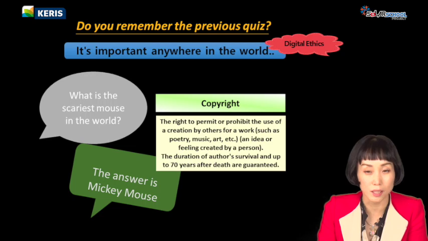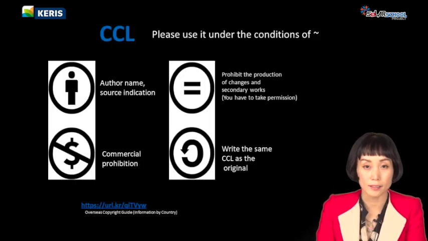Yes, that's right. The question I asked you earlier, what is the scariest mouse in the world? That was Mickey Mouse. The copyright itself is guaranteed for the duration of the author's life and 70 years after his death. It is a very important ethics in that it protects not only the author, but also the user's rights. The following display conditions must be observed carefully when you use it. If you visit the site listed here, you will find a different copyright guide for each country.